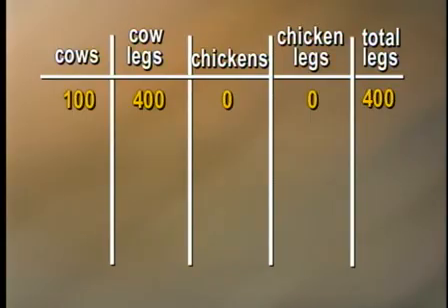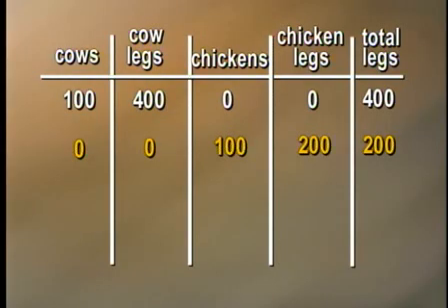But let's take a look what happens if we have no cows and all 100 of the animals are chickens. So we see that with 0 cows, 0 cow legs, 100 chickens, each with 2 legs, 200 chicken legs, there's a total of 200 legs. That's too small. So someplace between this, we have a combination that will give us 372 legs. But at least we have someplace to work with.